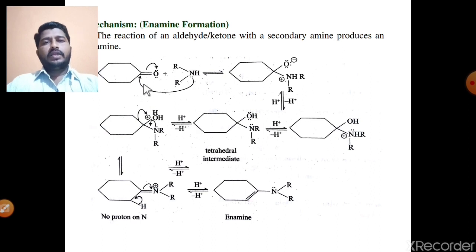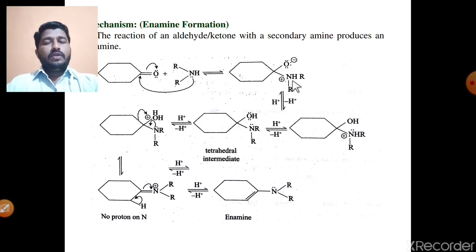The same carbonyl compound in presence of a secondary amine: the reaction of an aldehyde or ketone with a secondary amine produces an enamine derivative. See, this is cyclohexanone, a carbonyl compound, a ketone molecule, in presence of this secondary amine. Same mechanism: carbonyl carbon has partial positive charge, oxygen is more electronegative and gains partial negative charge. The electron pair of this nitrogen attacks the carbonyl carbon. At the same time, pi electrons shift towards the oxygen, which gains negative charge, and with loss of the electron pair, nitrogen gains positive charge.